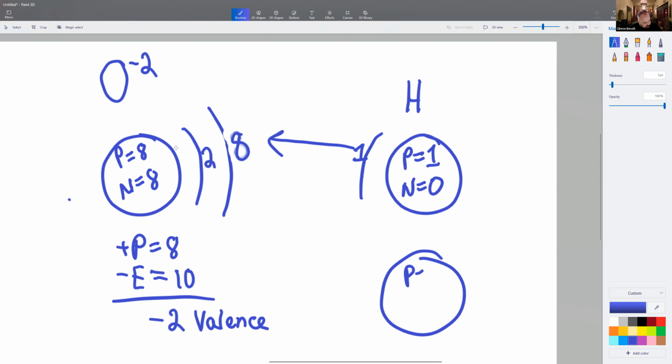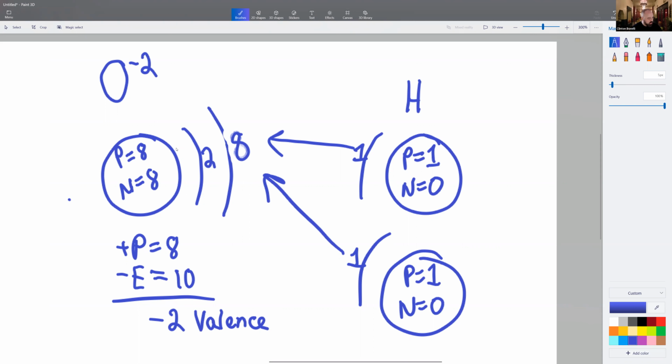It is identical. It's got 1 proton, 0 neutrons, and it has, therefore, 1 electron to balance out the proton that's in its nucleus. So 1 electron orbiting. Once again, the octet rule is not satisfied. We need to donate that electron. So we donate that electron.